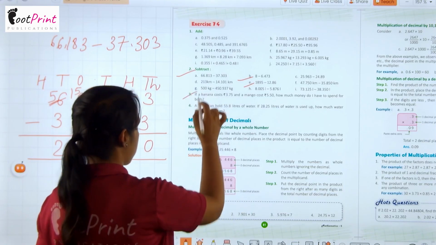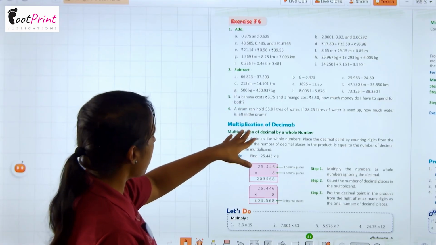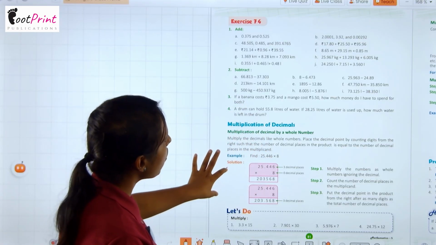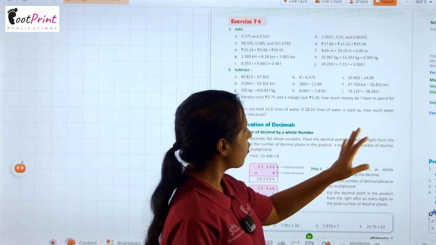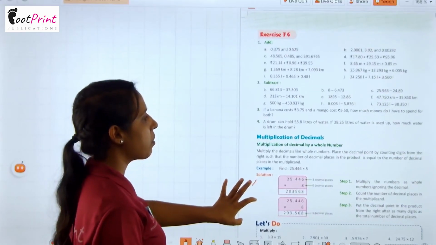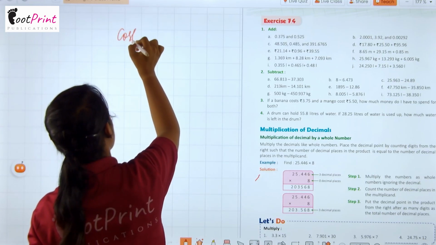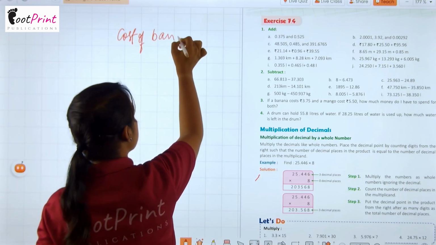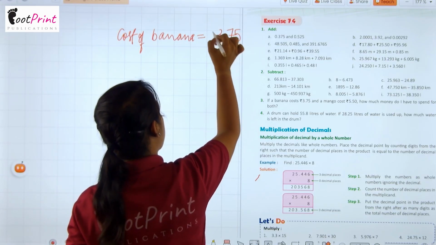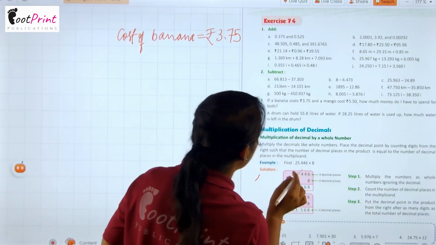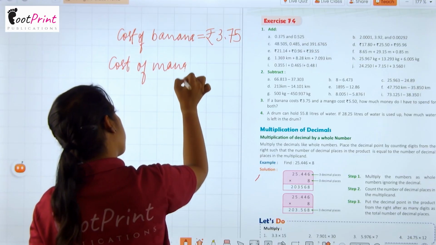Okay. Here we have question number 3. Let's solve it. If a banana costs 3.75 rupees and a mango costs 5.50 rupees, how much money do I have to spend for both? तो दोनों पे कितनी मनी स्पेंड करनी है ये बताना है. तो उसके लिए हम क्या करेंगे? ऐड. So cost of bananas, that is 3.75 rupees. Okay. And cost of mango. Mango की cost कितनी है?